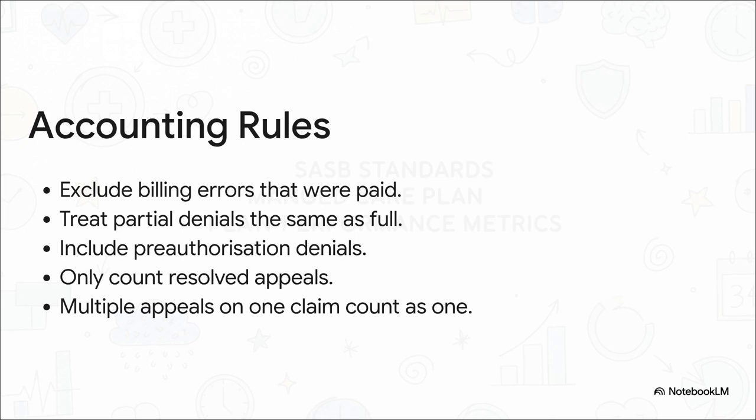First, you have to exclude simple billing errors that were just appealed, resubmitted, and paid out. Those are administrative hiccups, not true coverage disputes. Second, a partial claim denial counts exactly the same as an entire claim denial. Third, like we mentioned, pre-authorization denials are included. Fourth, and this is a big one, you only count appeals that were actually resolved during the reporting period. Ongoing unresolved appeals are completely ignored for this specific reporting cycle. And finally, if a customer files multiple appeals on the exact same claim, you consolidate them. They only count as one single claim in your calculation.